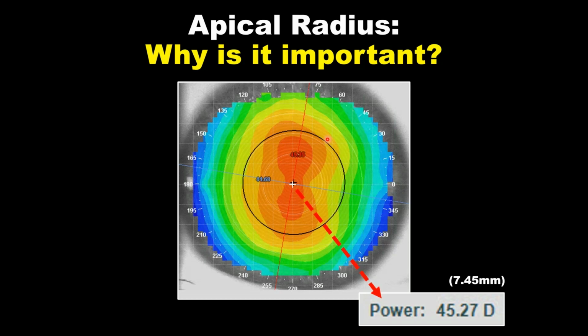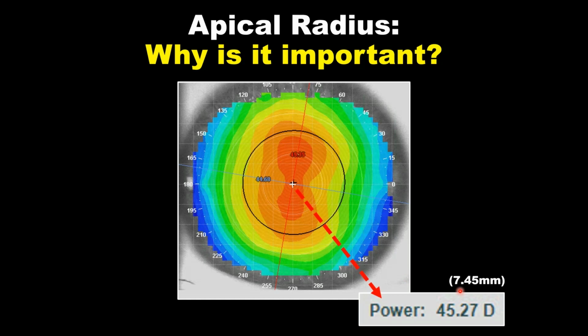So if we're trying to understand corneal curvature, shouldn't we begin at the center rather than part way toward the periphery or away from center? And in this case, what we're trying to measure is the curvature of the cornea right at the visual axis or at the center of the topography. In this case, this patient has a 45¼ diopter apical radius, or about 7.45 millimeters.